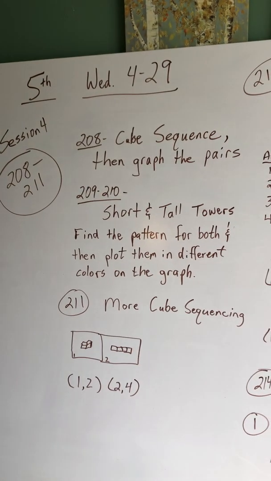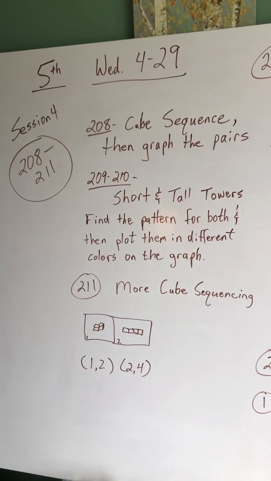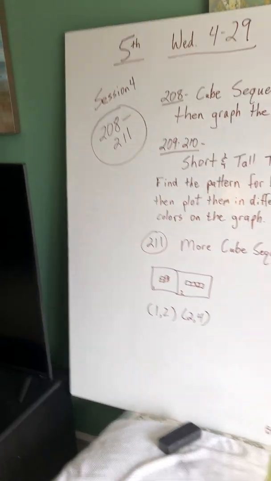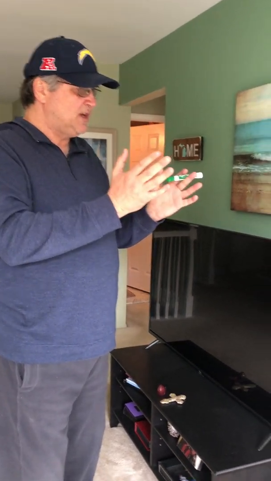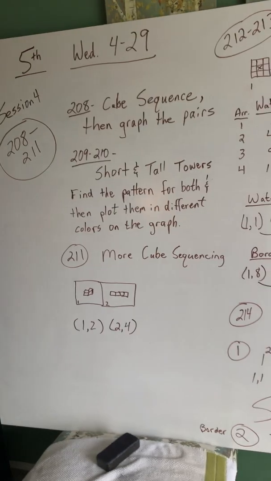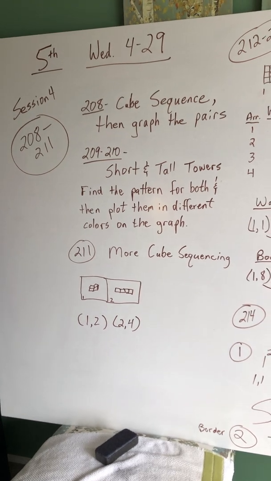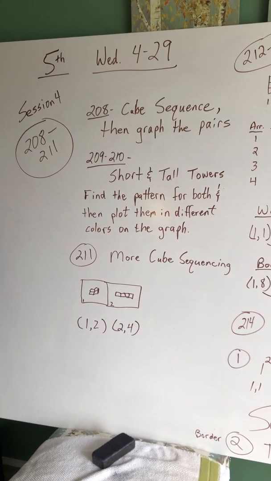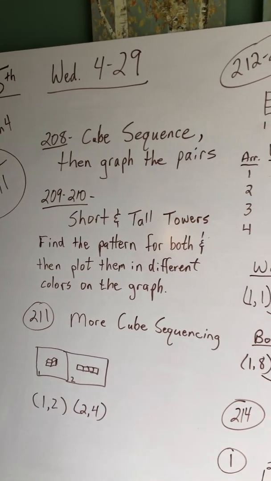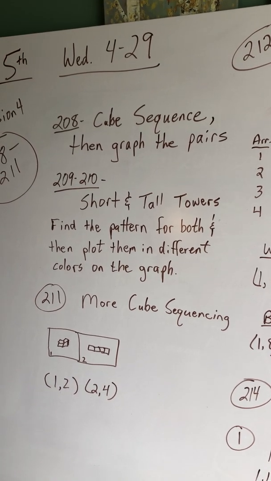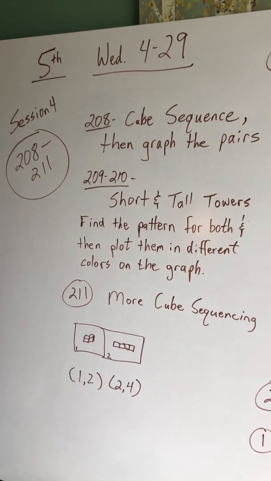All right. So now I've taken what Bridges wants me to talk to you about as a teacher, and I put it into these Bridges student book pages. So this is all the things the TE, Teacher's Edition, wanted me to show you for this section in the book. So 208, cube sequence, and then you graph the pairs. Almost every time you do a cube sequencing, they want you to graph the results, okay?